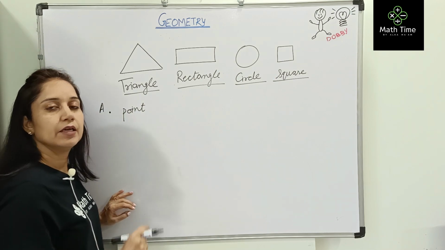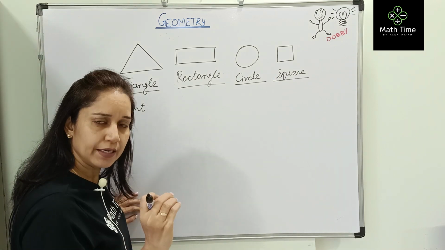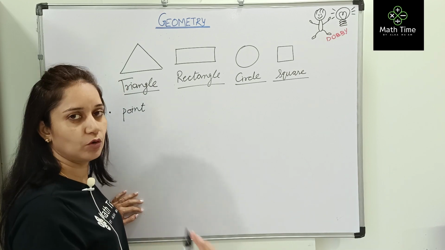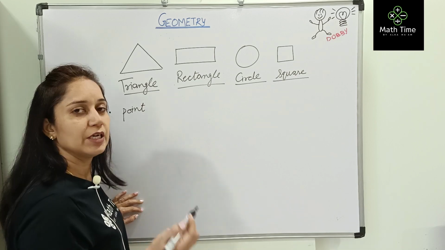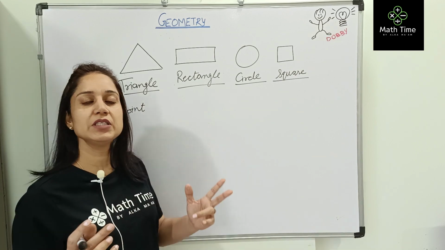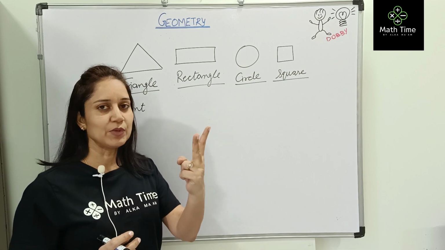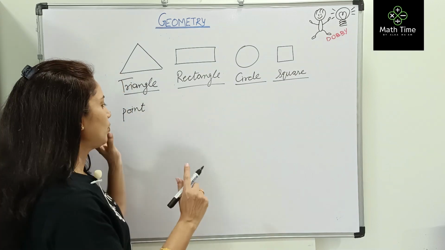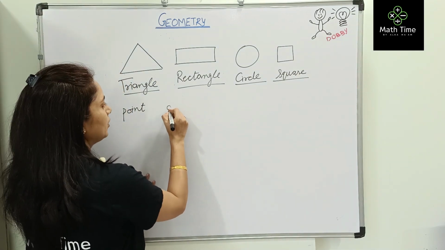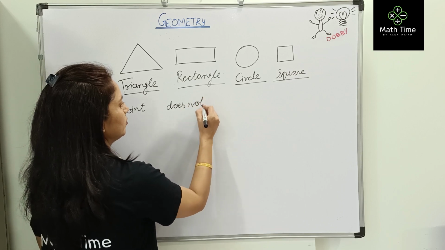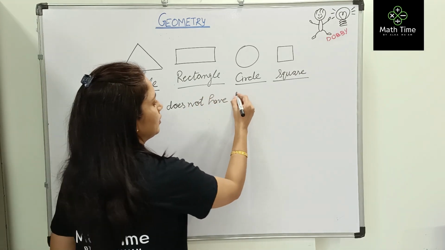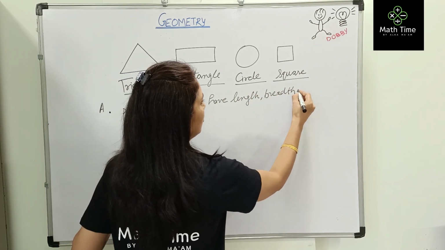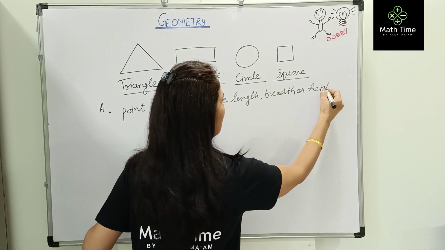This is point A. A point is such a small, tiny thing that it does not have its own length, breadth or height. That is why we say that a point has no dimensions. Dimension means length, breadth, height. Two dimensions means length and breadth only. Three dimensions means length, breadth, height. So a point does not have length, breadth or height. It is this much small in size.